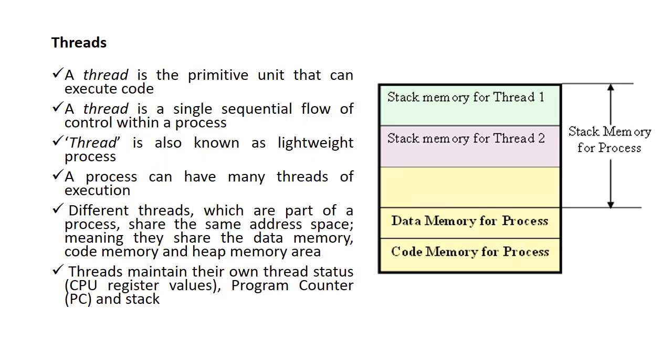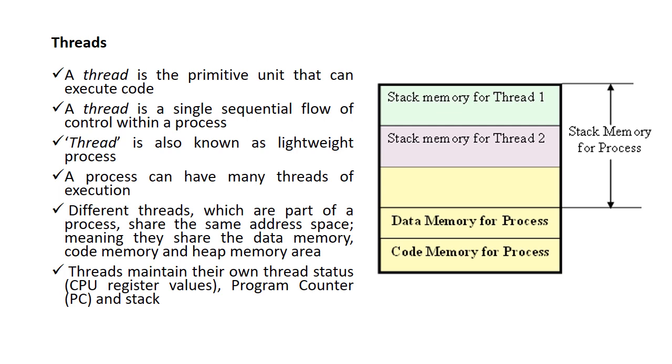Now we will discuss threads. A thread is a primitive unit that can execute code, meaning the basic unit which can execute code. A thread is a single sequential flow of control within a process. A thread is an execution unit which consists of its own program counter, stack and set of registers. A thread is also known as a lightweight process, and a process can have many threads of execution.